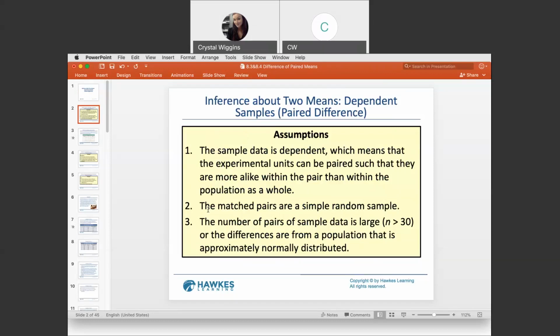The next thing we need to check for is that the matched pairs are a simple random sample. That is always the case. We cannot have biased sampling happening like convenience sampling or voluntary response. Third criteria, the number of pairs of sample data is large, larger than 30, that magical number that we learned when we were learning central limit theorem, or the differences are from a population that is normally distributed. So that's a pretty standard assumption that we have to check for.